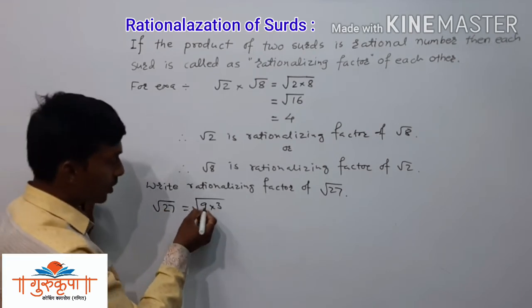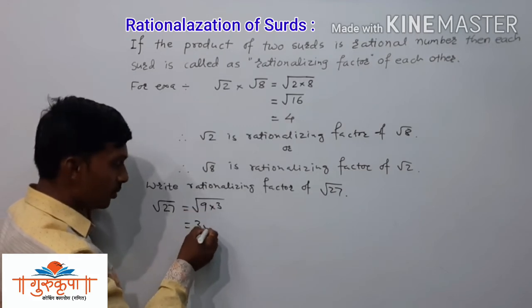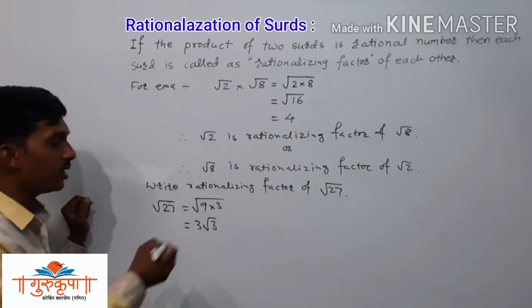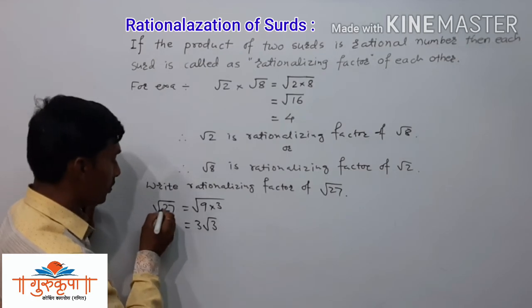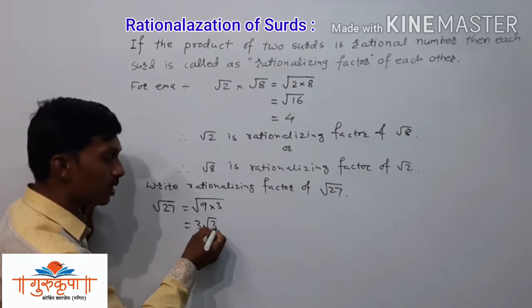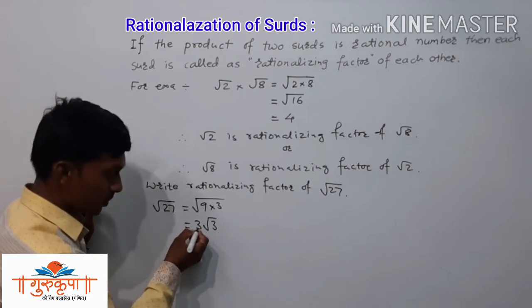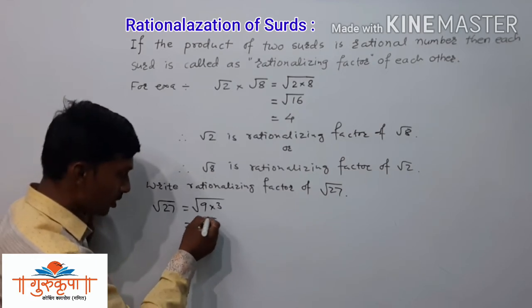And now here square root of 9 is 3. And what is remaining there inside the root sign? Inside the radical sign only 3 is remaining. Now since here we have square root of 27 is equal to 3√3. Now this 3 is already rational number. Then how can we convert it into rational number?